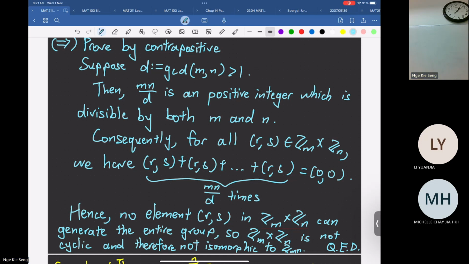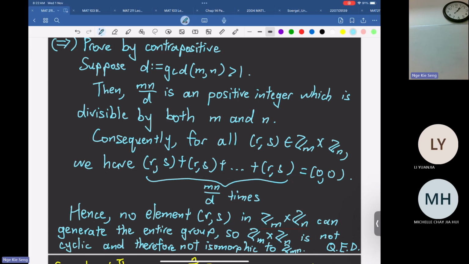Why? Do you know why? mn over d is an integer. But why, if I add it mn over d times, do I get the identity? Because this number is divisible by m and by n. Why? When you divide by m, this d will divide n, so I can divide n. If I want to divide by n, then this d will divide m again. So in both positions I can go to 0 together, because this order is divisible by m.